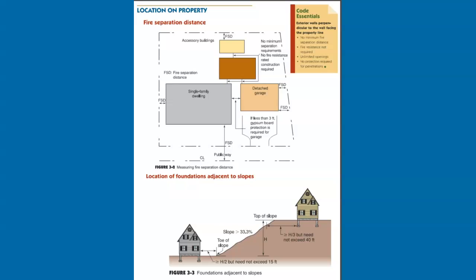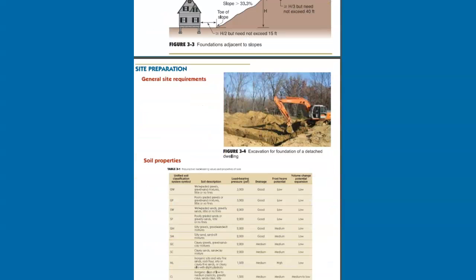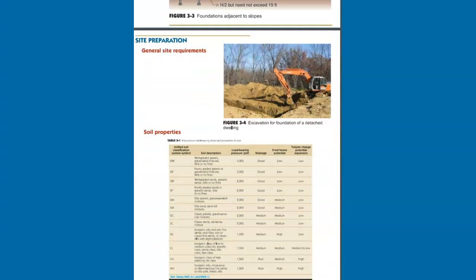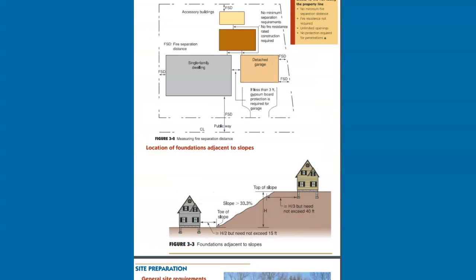Site preparation. Location of foundations adjacent to slopes. Where slopes are steeper than 33.3%, 4 inches per foot, foundations must be located a sufficient distance away from the slope to protect the integrity of the structure and provide adequate lateral support to the footing. The clearance distance is based on the height of the slope. For a building located adjacent to the top of the slope, descending, the minimum distance is the height divided by 3, but does not need to exceed 40 feet.